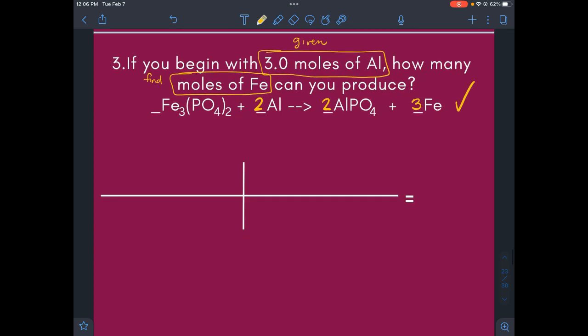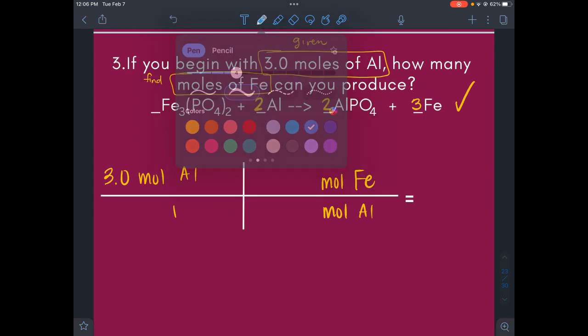I'm ready to roll. So I'm going to start with my given in my starting spot, 3.0 moles of aluminum over 1. I'm going to bring my unit down diagonal. That's going to be moles of aluminum. And what am I looking for? I'm looking for moles of Fe. So moles of Fe is going to be up there.